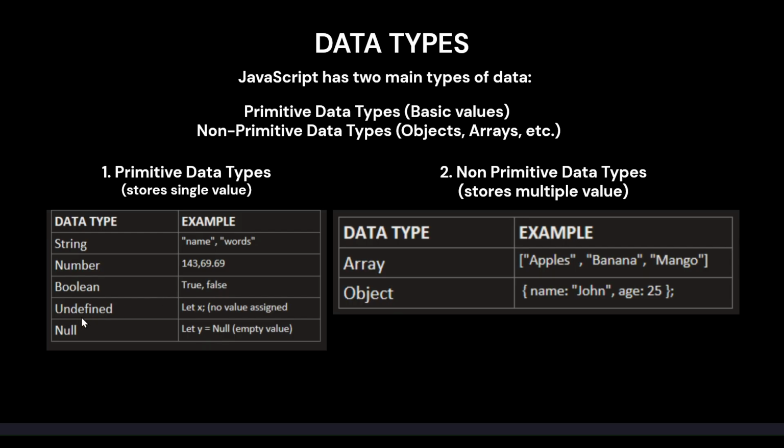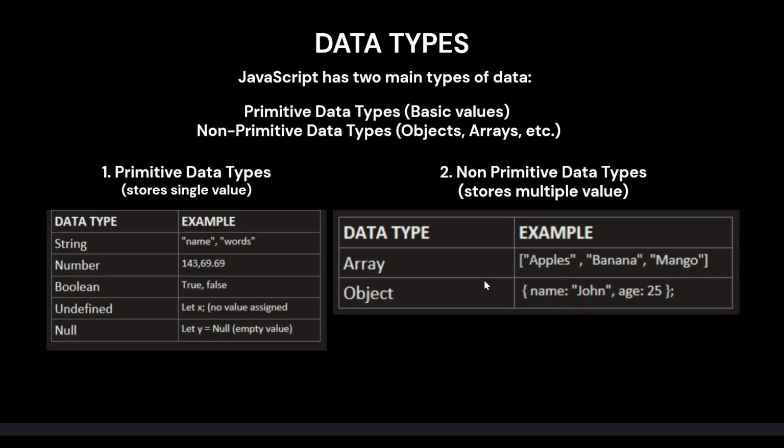And then undefined, if we didn't assign any value to it, and null, if it's an empty value. And in non-primitive side, we can store multiple values. In primitive data types, we can store only a single value, like a name or a number, or either true or false. But in non-primitive side, we can store multiple values. For example, in an array, we can store multiple values like apple, banana, mango into a single data type. And an object is also similar. We can mention the name and age of a person.